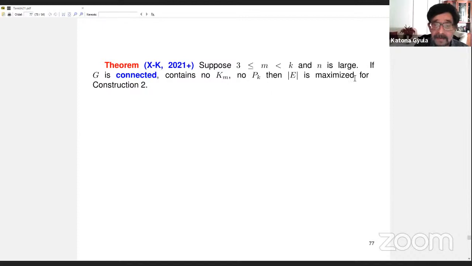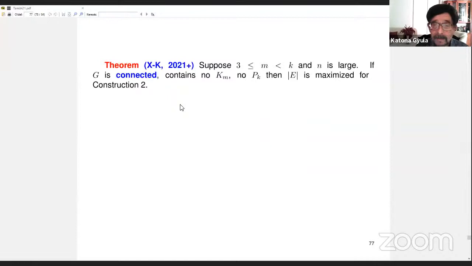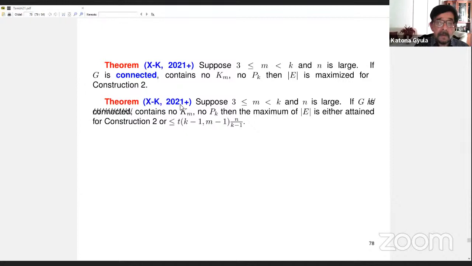maximum number of edges is this one, if it's connected. You remember construction one was not connected, so it cannot be. So what happens in general, I crossed out now connectedness, and then the maximum of the edges is attained either for construction two or is at most this one. I cannot write that it is equal to this one because of the divisibility.